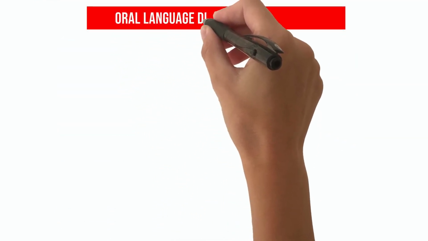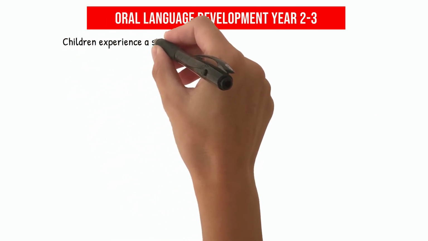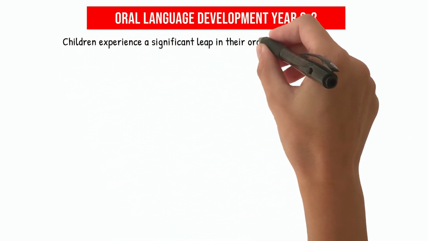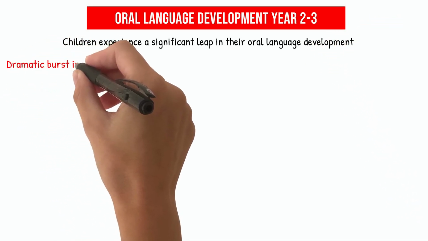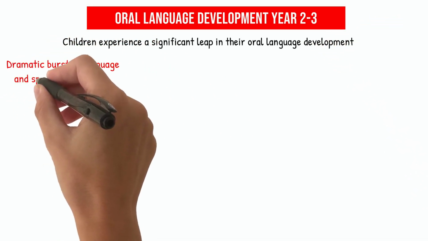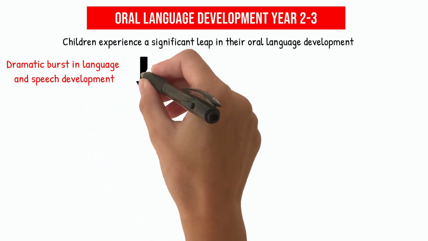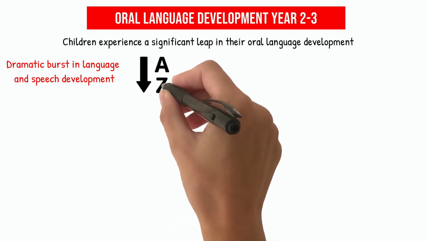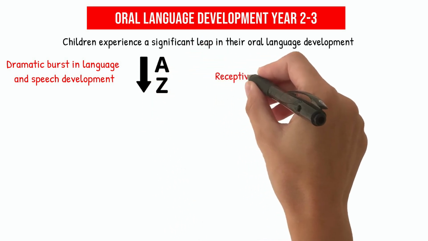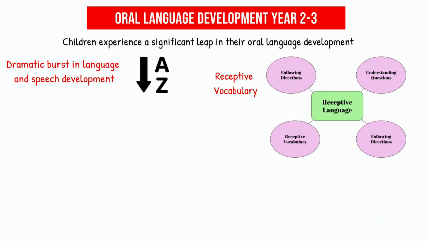Oral language development, year 2 to 3. Between the ages of 2 and 3, children experience a significant leap in their oral language development. Some of the key changes that occur during this period include a dramatic burst in language and speech development, with children acquiring an average vocabulary of 200 to 1000 words. Growth in their receptive vocabulary, with children understanding up to 2,000 to 3,000 words.